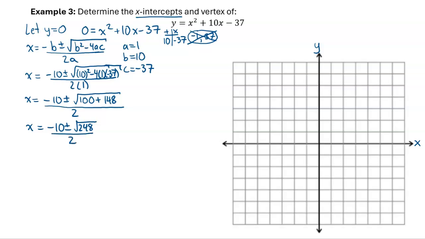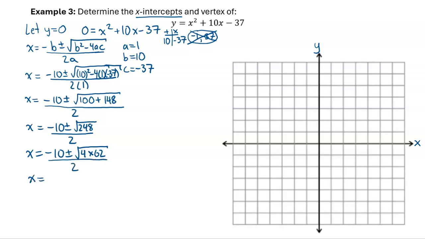Now what I could do is put that in my calculator and simplify that and get a rounded answer. But I could also get a better exact answer as well. So watch how I do that. What I'm going to do is represent the square root of 248 as the square root of 4 times 62. I'm trying to take a perfect square out of the 248 so that I can factor it out of the radical. I'll show you how that works here.